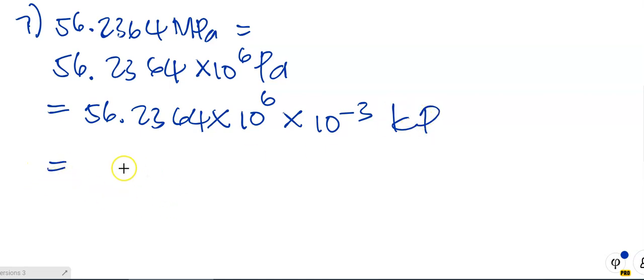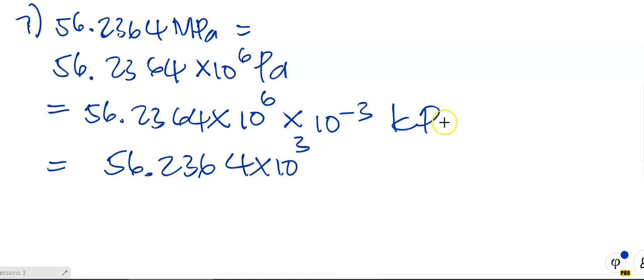So that's equal to 56.2364 times 10 to the power 3. Oh, sorry, my apologies. Kilopascal. Right, so 56.2364 megapascal. First write it as its full value. You write the equivalent value there of what mega is. I suggest you do that. And then you must divide by 1,000 to bring it to kilo.